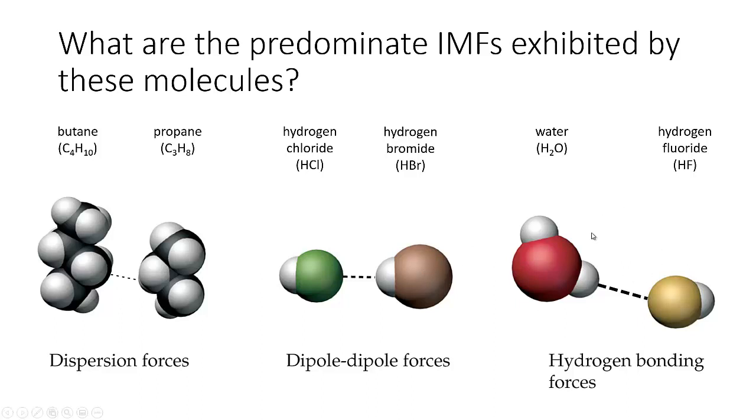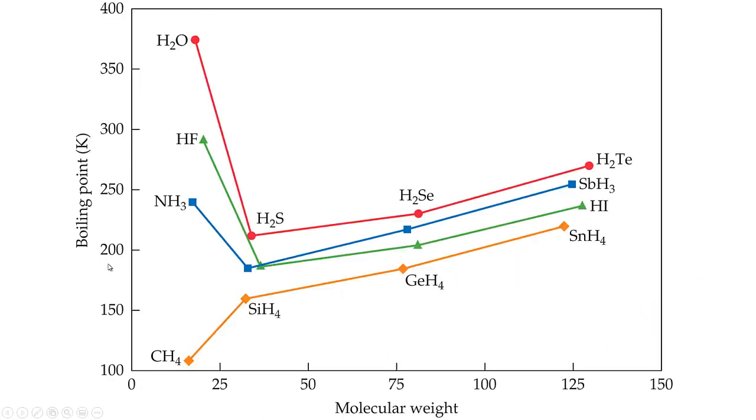So then when we look at this one, we've got some hydrogen bonding going on, because this hydrogen finds this fluorine and they are super attracted to each other. If I were to ask you which of these have the strongest forces, I hope you would say the hydrogen bonding, then the dipole-dipole, then the dispersion.